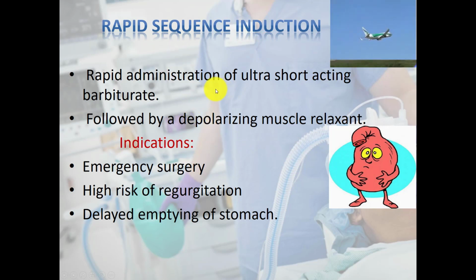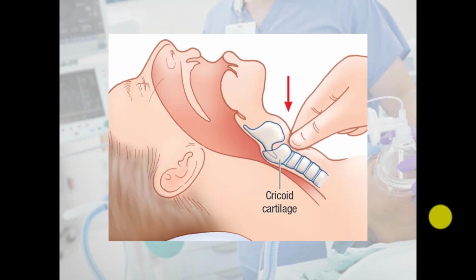In rapid sequence induction, we combine an ultra short acting barbiturate and then give a depolarizing muscle relaxant, and quickly we have to intubate the patient. During intubation, we give slight pressure over the tracheal ring, so that intubation is much easier and much quicker. This is called the Sellick maneuver.